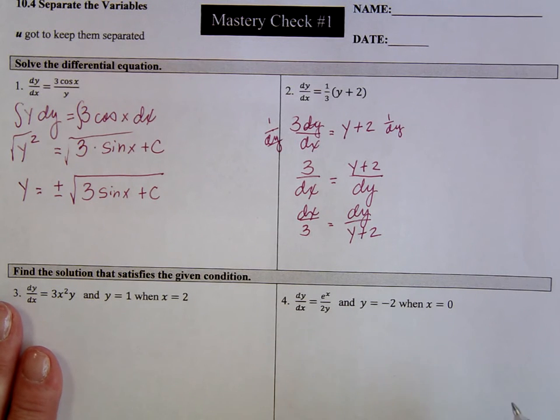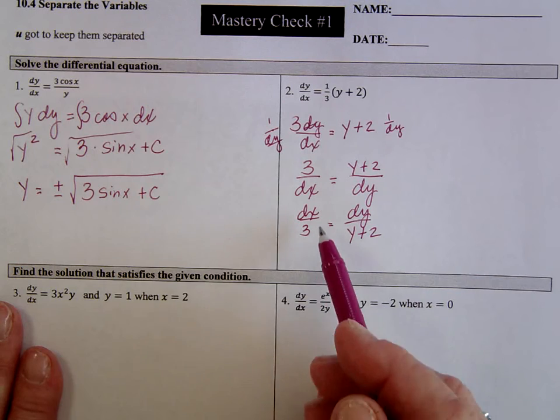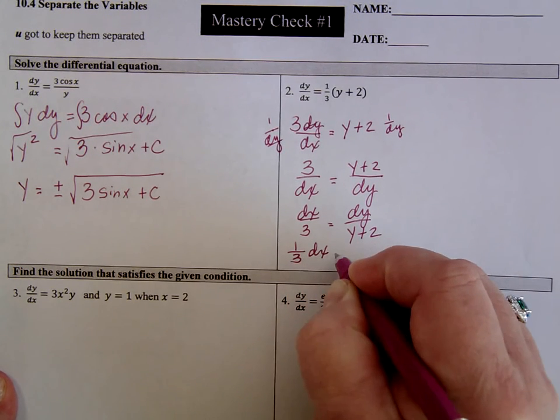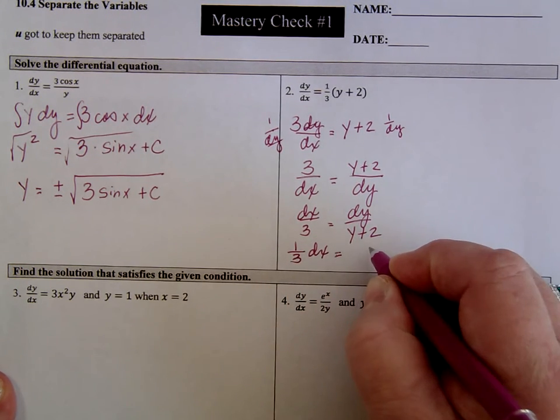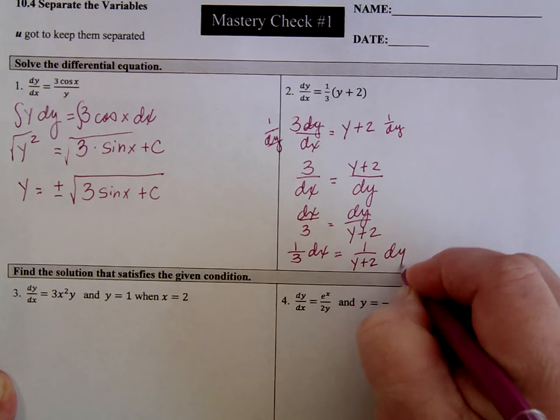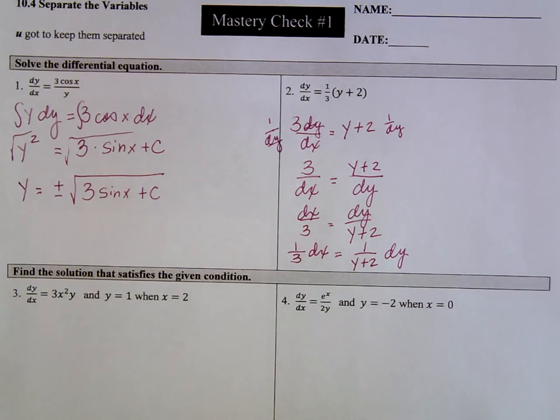So that now I have my dx's and dy's up in the numerator, which is awesome, because really what this means is I have a 1/3 dx, and I have a 1 over y plus 2 dy. And the reason I'm playing games with this is because I know I'm ultimately going to have to integrate it, and I want to get it into a form that will be happier to integrate.